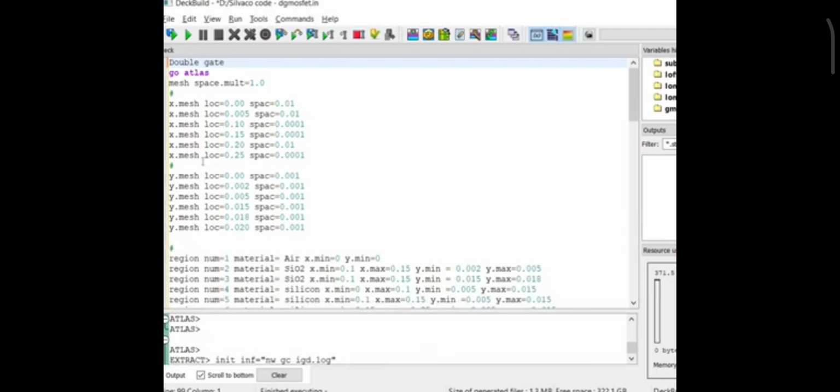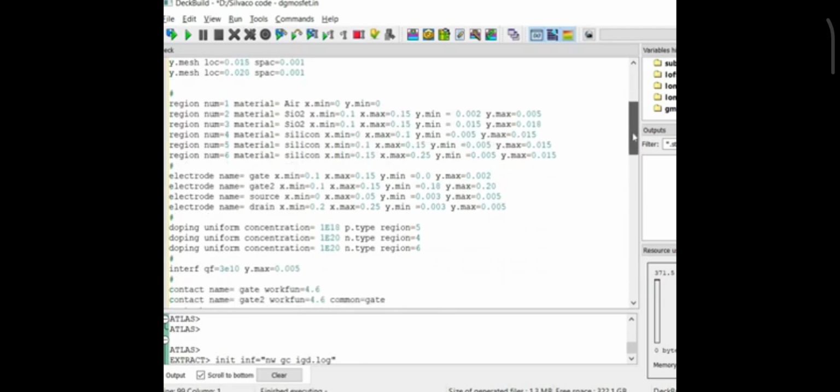This is the meshing. The total length of the device is 250 nanometer. For the Y direction, the meshing is this, from 0 to 20 nanometer. Next, region with material. Region number 1 is air, region number 2 is SiO2, region number 3 is again SiO2, region number 4 is silicon, region number 5 is again silicon, and 6 is silicon, with their positional parameters. I have already told you how to write code in Silvaco. You can watch my previous presentation to understand how to write code in detail.